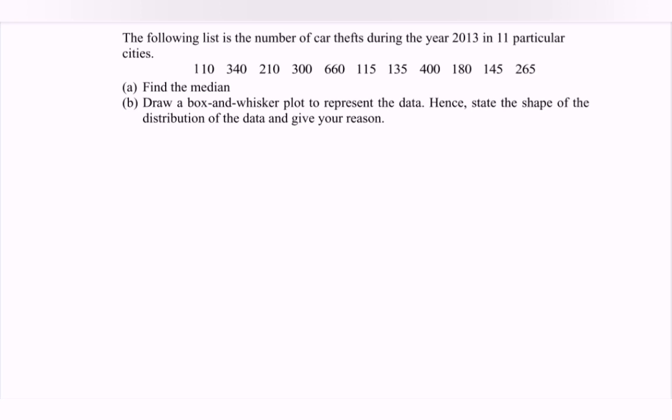The following list is the numbers of car theft during the year of 2013 in 11 particular cities. So kindly refer to the numbers. We have to arrange them in order. So let's begin with number 1.